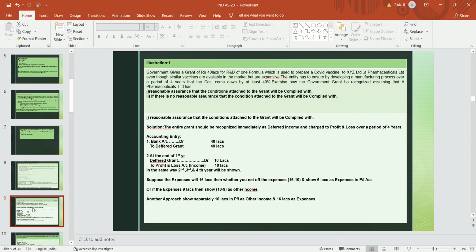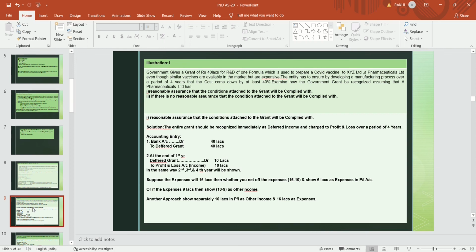The entity has to ensure, by developing a manufacturing process over a period of 4 years, that the cost comes down by at least 40%. The condition is that the cost of that vaccine comes down by at least 40%. If the condition is fulfilled, the grant is to be recognized over a period of 4 years.